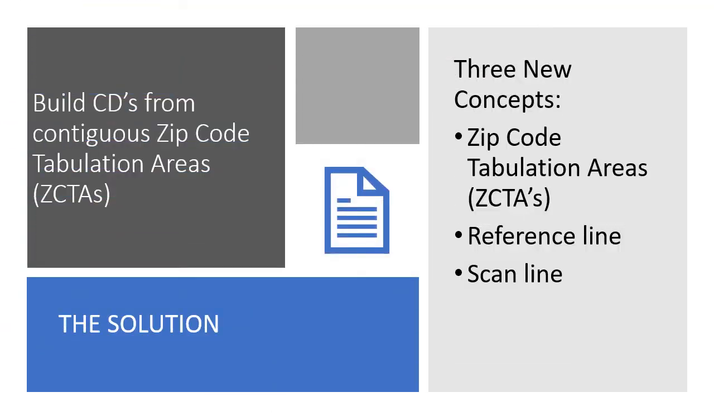We propose to build CDs from contiguous zip code tabulation areas by scanning a state and adding ZCTAs to form each CD. This solution involves 3 new concepts: ZCTA, reference line, and scan line.